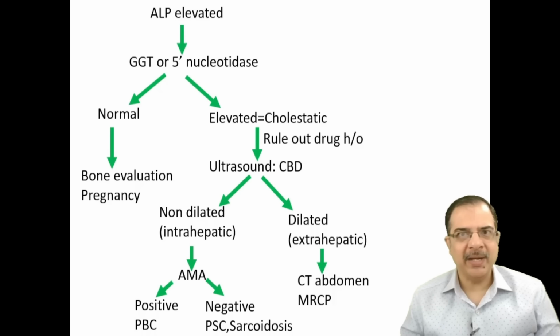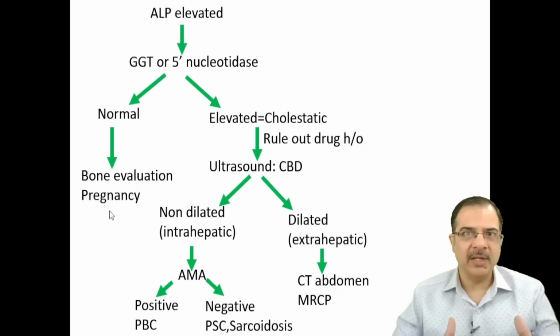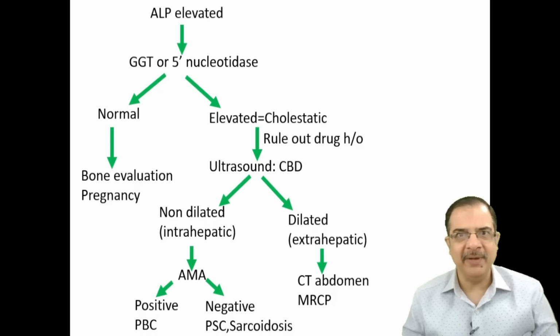Now, the next parameter you will see is the ALP level, alkaline phosphatase level. If that is elevated, look at the other enzymes, gamma GT or 5' nucleotidase. Suppose these two are normal, that means the elevation of the ALP is due to some other cause, which can be a bone disease like osteomalacia, or it could be pregnancy because of the release from the placenta. ALP will be elevated. So if you see in the investigations that isolated ALP is elevated, and other liver parameters are normal, then do evaluate for bone disease.